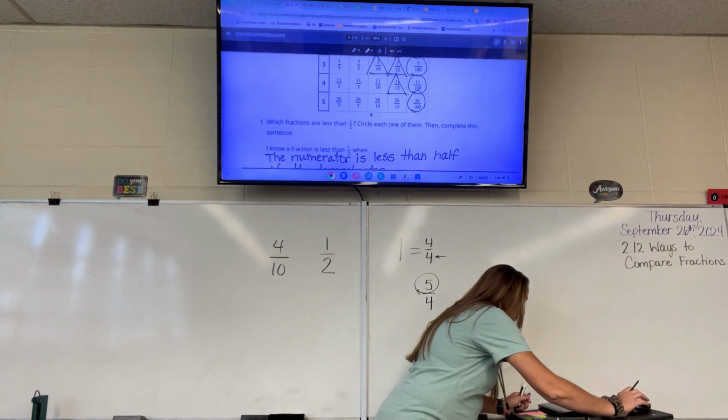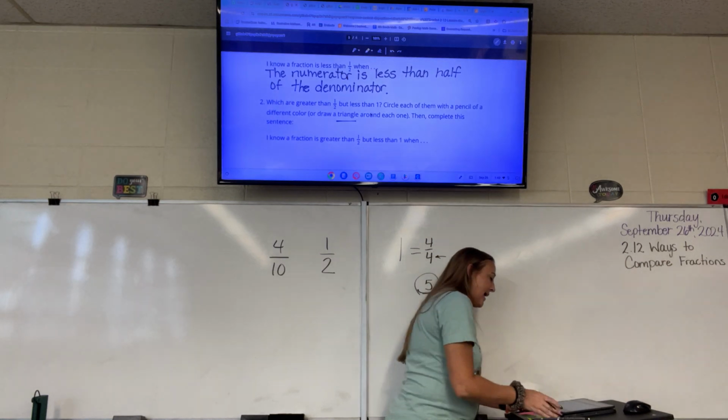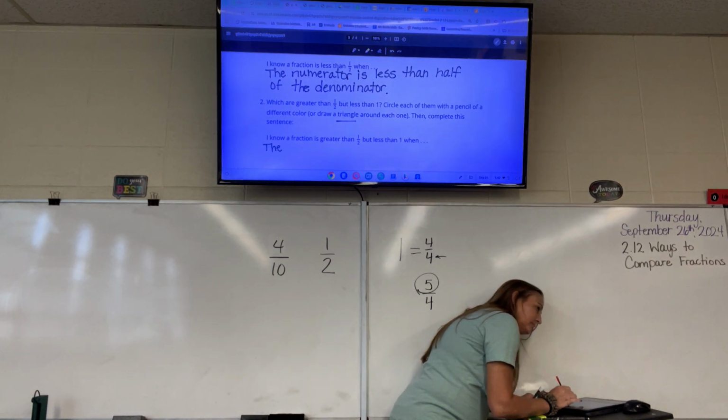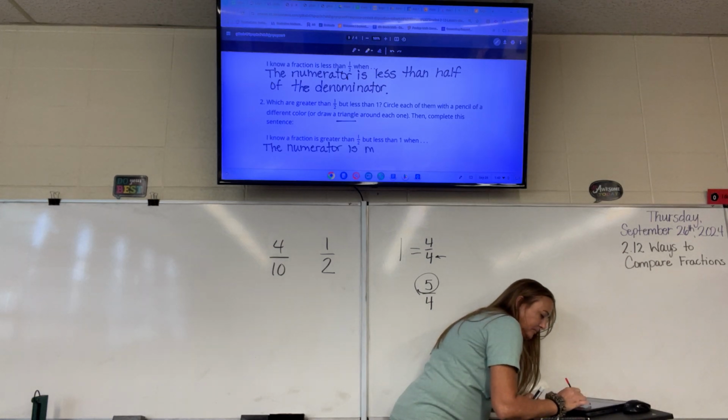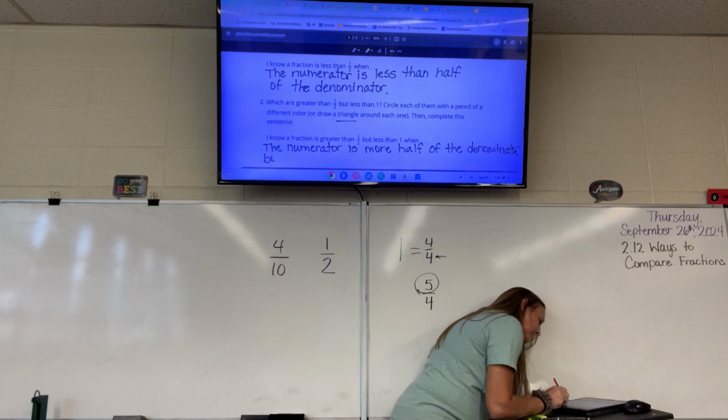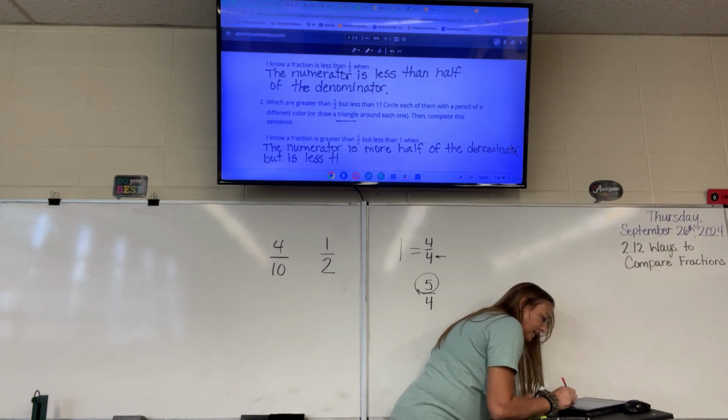Okay. We've got something else to write. I know a fraction is greater than half, but less than 1 whole when the numerator is more than half of the denominator but is less than the denominator.